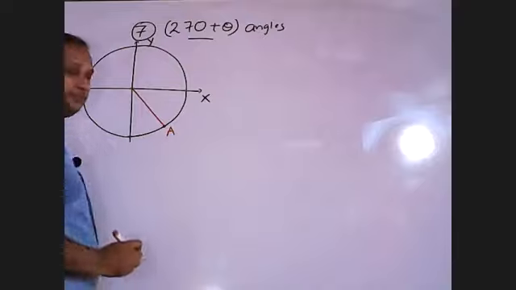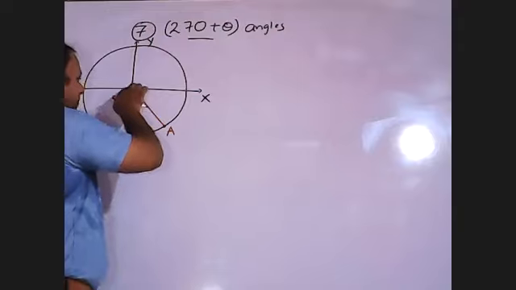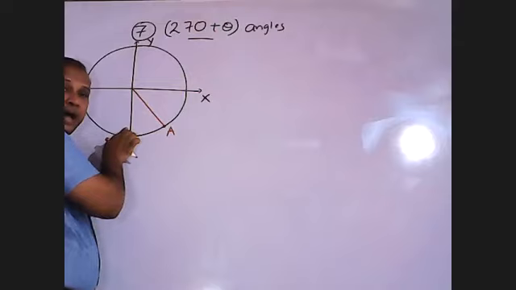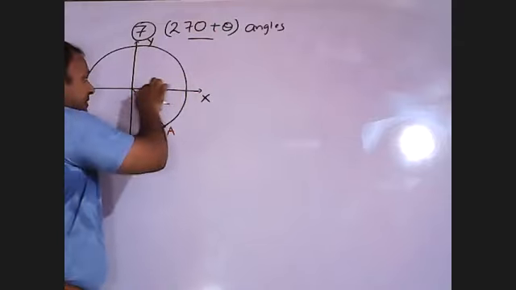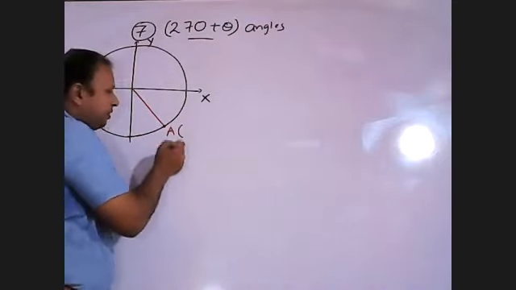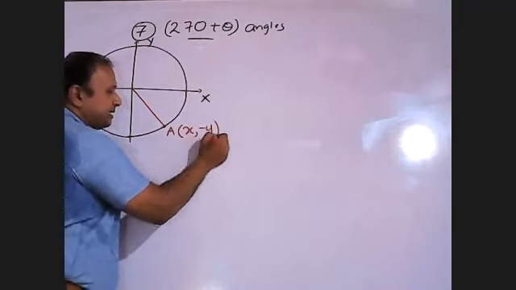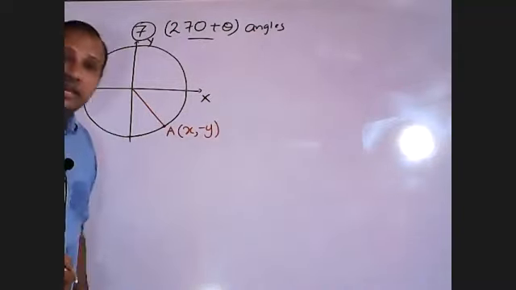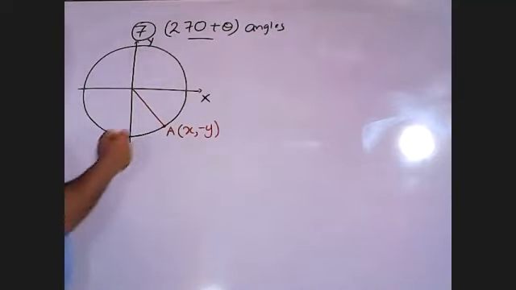This is A. You know the fourth quadrant is bounded by the minus y-axis and the plus x-axis. Therefore, the typical Cartesian coordinate of A should be x comma minus y. The x coordinate should be a plus value, the y coordinate should be a minus value. This is a typical Cartesian coordinate of point A. This is theta.